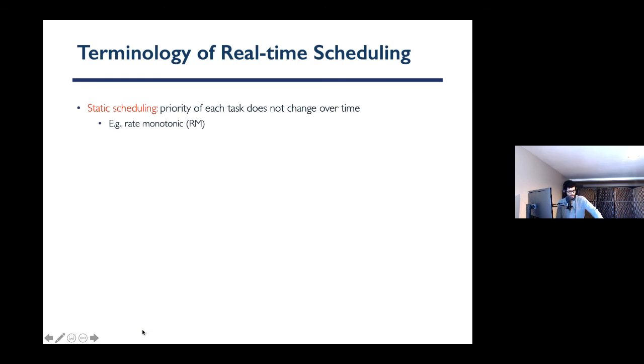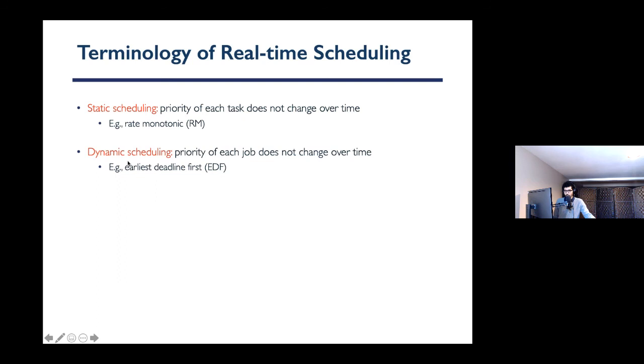Okay, now probably this would be the last thing I will talk about: terminology of real-time scheduling. So we have static scheduling. Basically, what that means is the priority of each task does not change over time. So if a task has a priority, it will always have that priority over time. It's not going to change at any point in time. An example is rate monotonic. I will talk about it actually.